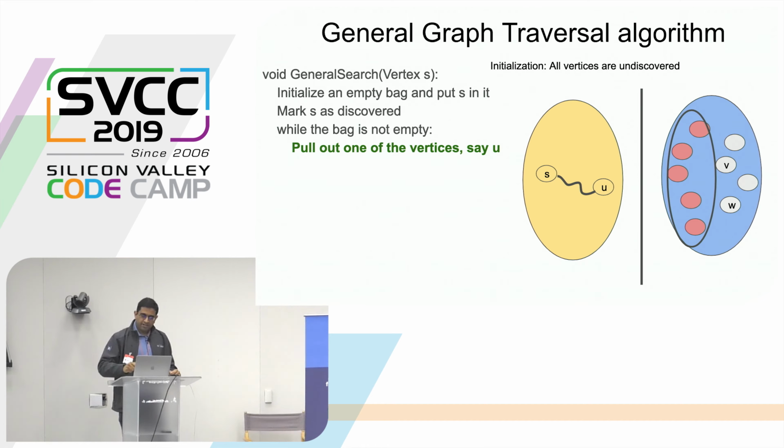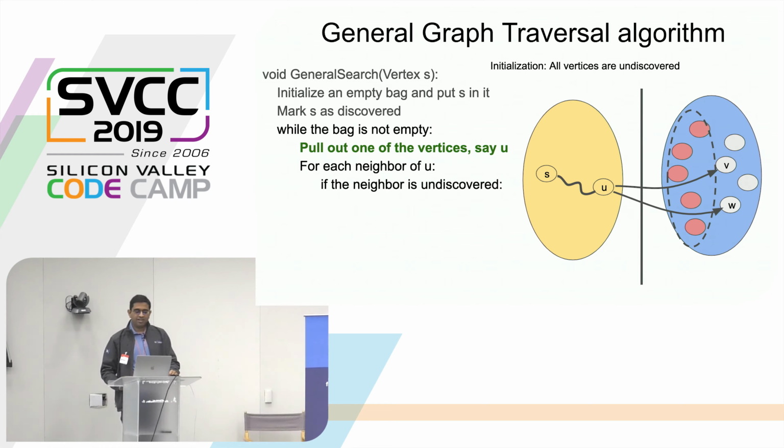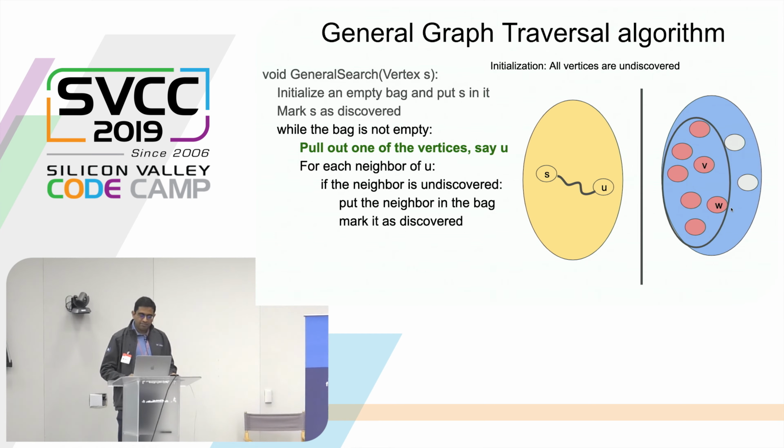And what do we do when we drag U ashore? We reach out to its direct neighbors. We check if any of them still lies undiscovered in the ocean. In this case, vertices V and W are undiscovered, and so we add them to the bag. So if any of the neighbors is undiscovered, we put the neighbor in the bag and we mark it as discovered.